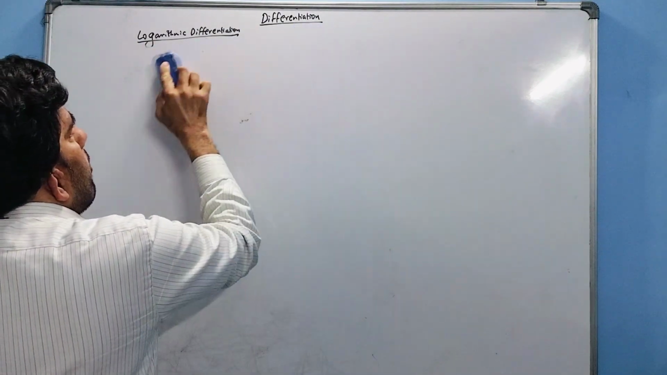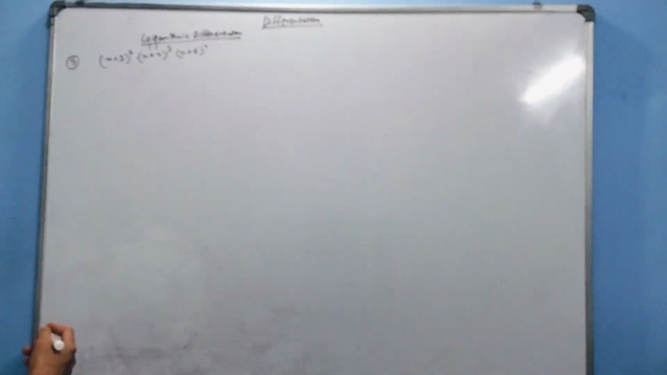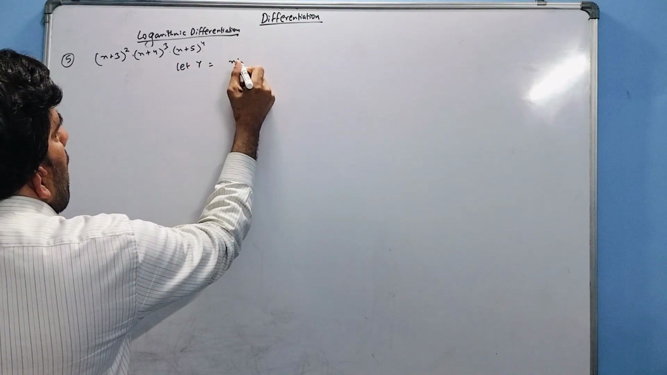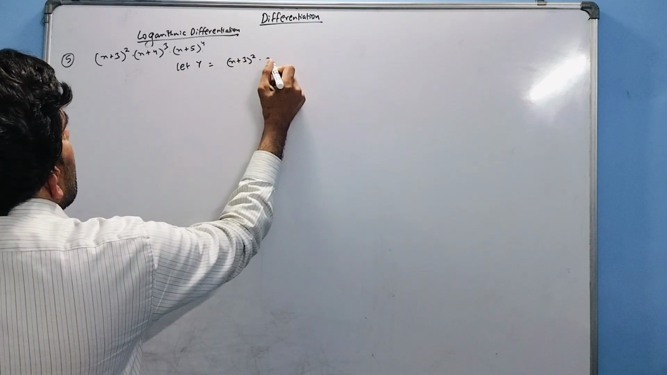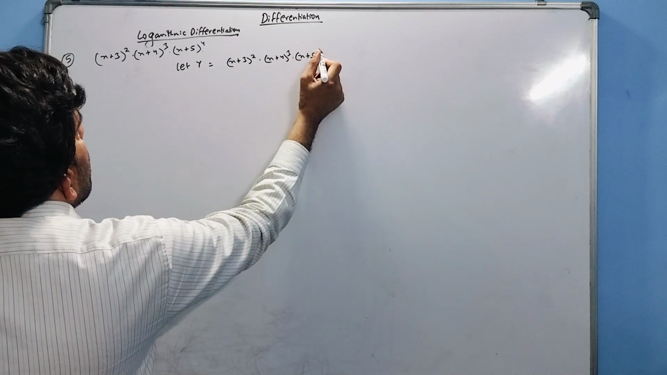What the question we have, let us see. We have the question, that is fifth question I have. What the question is, says (x+3)^2 (x+4)^3 (x+5)^4. Okay, so this is what the question we have. Now let us try to solve using logarithmic. Let y = (x+3)^2 (x+4)^3 (x+5)^4.